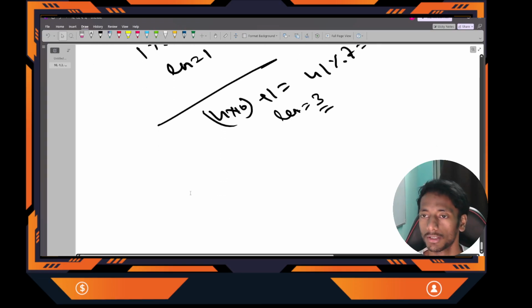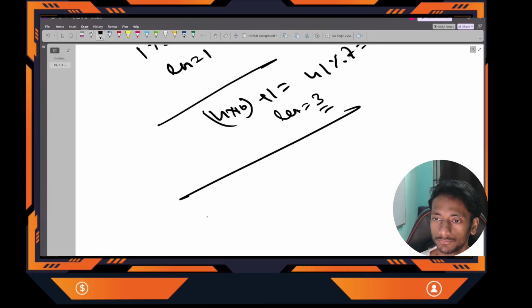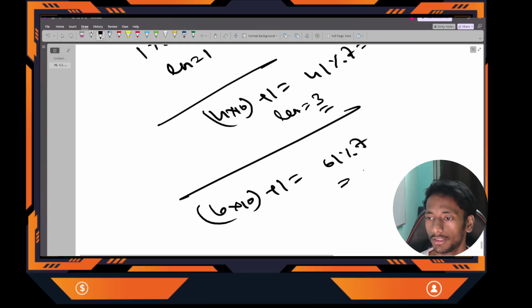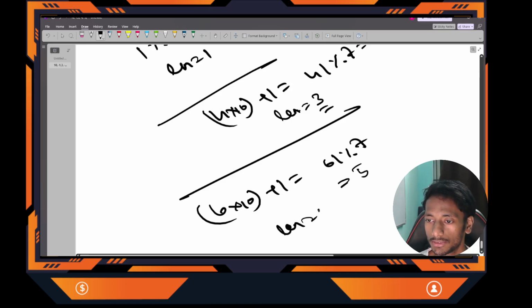Okay, next is 6 times 10 plus 1, it is 61 modulo of 7, it is 5. Alright, and length is 4.